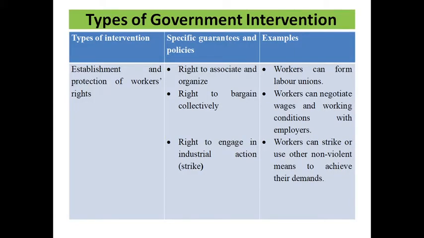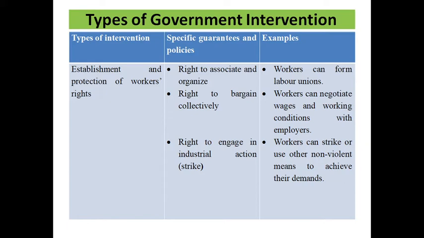So let's discuss the various types of government intervention, or various types of state intervention. It means how the government or how the state interferes or intervenes in the matters of labor and industrial relations. In the table you have noticed there are three columns. In the first column it is the types of intervention, then the specific guarantees and policies in that type of intervention, and in the third column examples are given. The source of this table is World Bank.